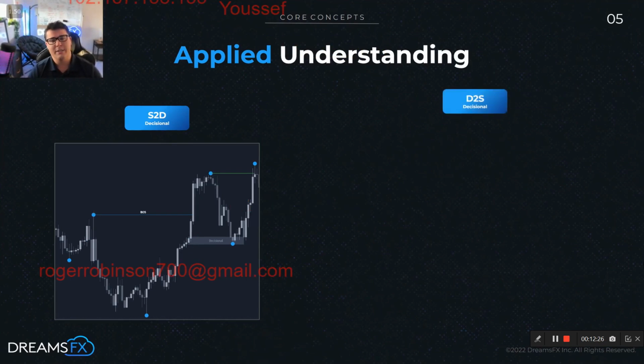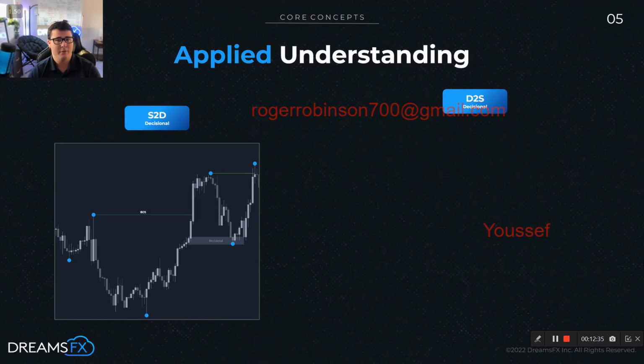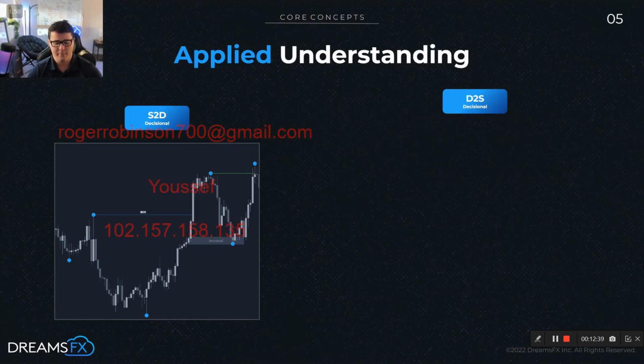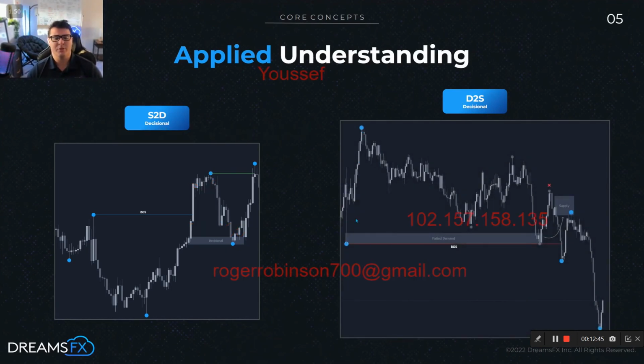Now let's look at our D2S, the inverse of the S2D. So where we started with the bearish trend for S2D, for a D2S we need to have a bullish trend. And that first letter tells you what trend you need to have. If you're looking for a demand to supply, you're going to be in an uptrend. S2D starts with a downtrend. In this example, we can see we have our higher low that makes our higher high. So this is our bullish structural range from here.